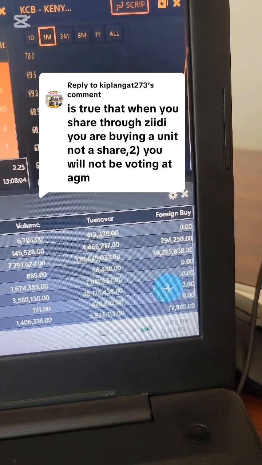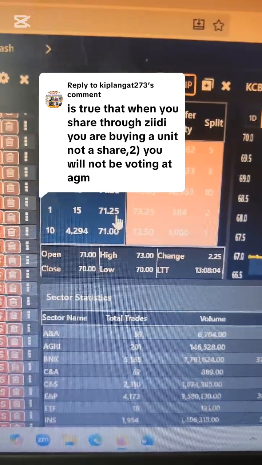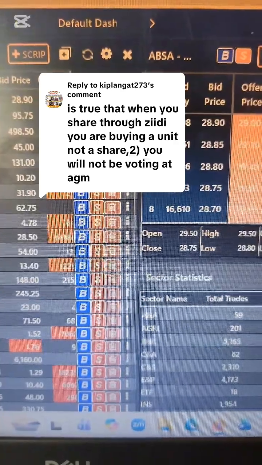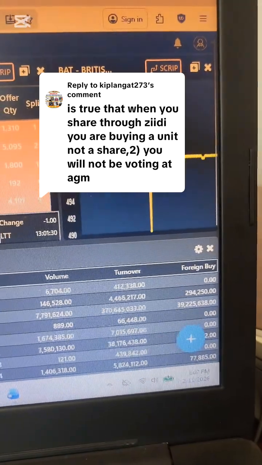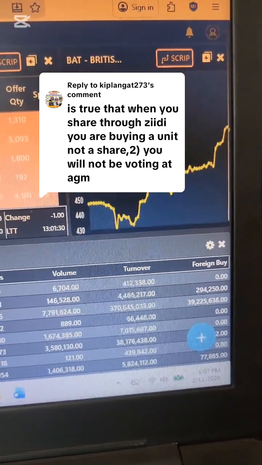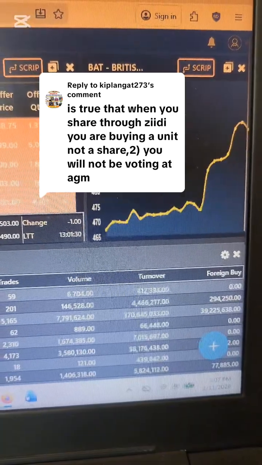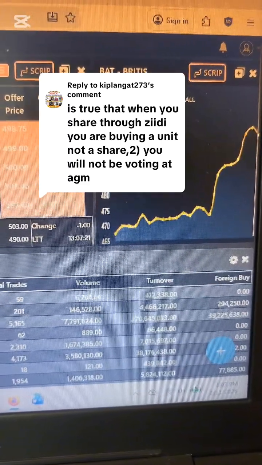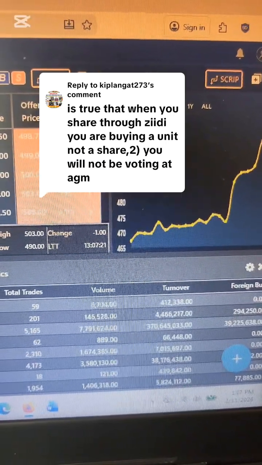The other thing, at the omnibus structure, you do not attend AGM. Neither do you vote at AGMs directly, because the nominee will be able to exercise that on behalf of the different unit holders. Let me call them shareholders, but we can call them unit holders. But you still remain the beneficial owner, and you'll be entitled to dividends and capital gains from the shares that you have bought at the Ziidi trader.